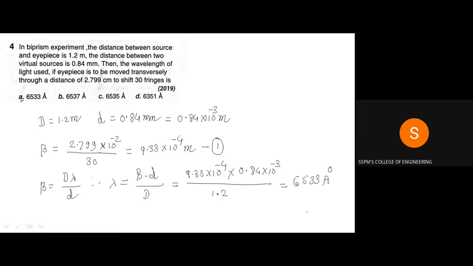Okay, so please check this as the right answer. What is the relation between Armstrong unit and meter? You should remember 1 Armstrong unit equals 10 raised to minus 10 meter. Okay, 1 Armstrong unit equals 10 raised to minus 8 centimeter. So these two relations you should remember. Then you will find the job is very easy. So the answer is 6533 Armstrong unit. So this is the correct answer.